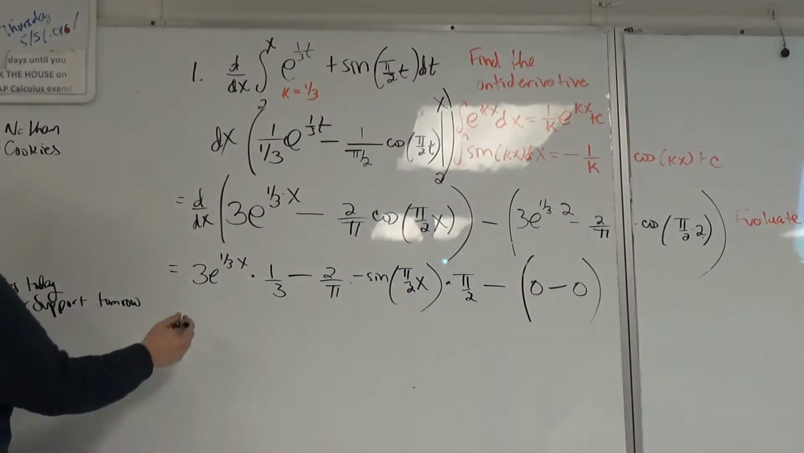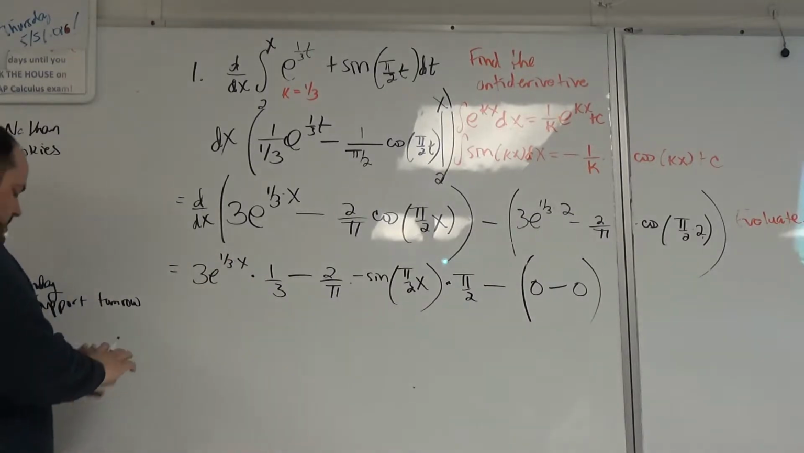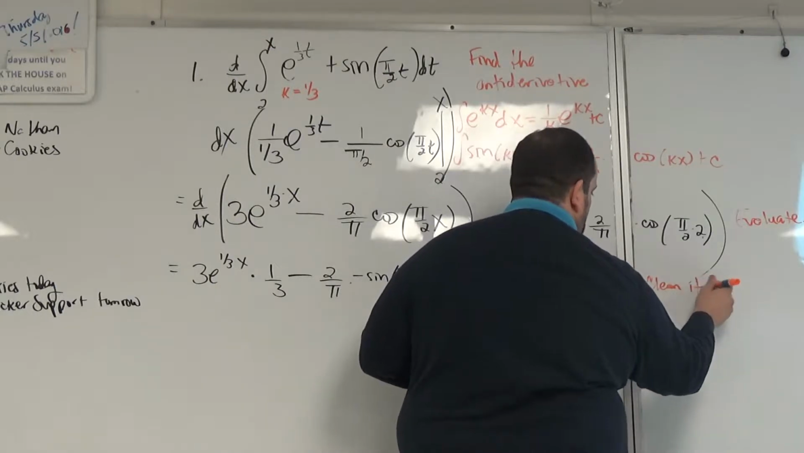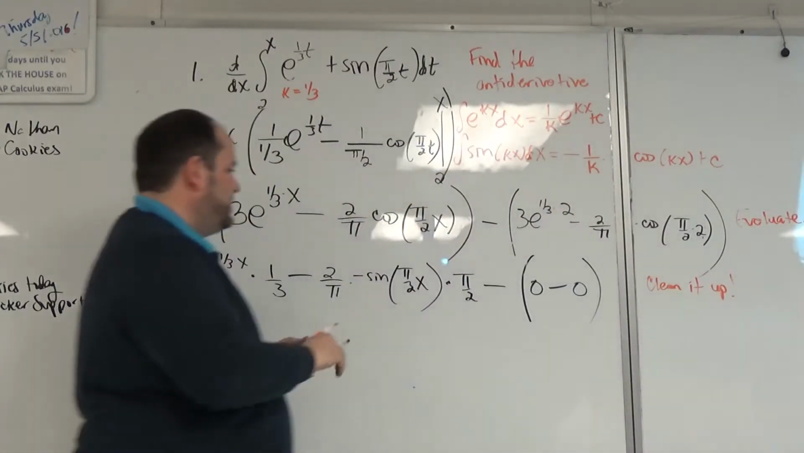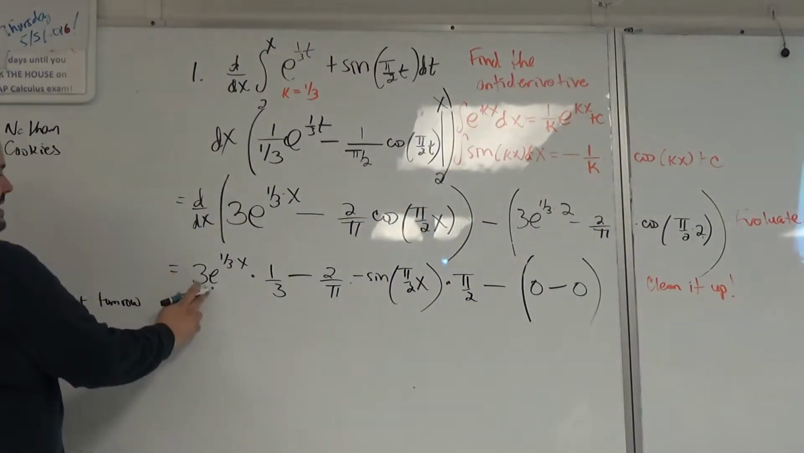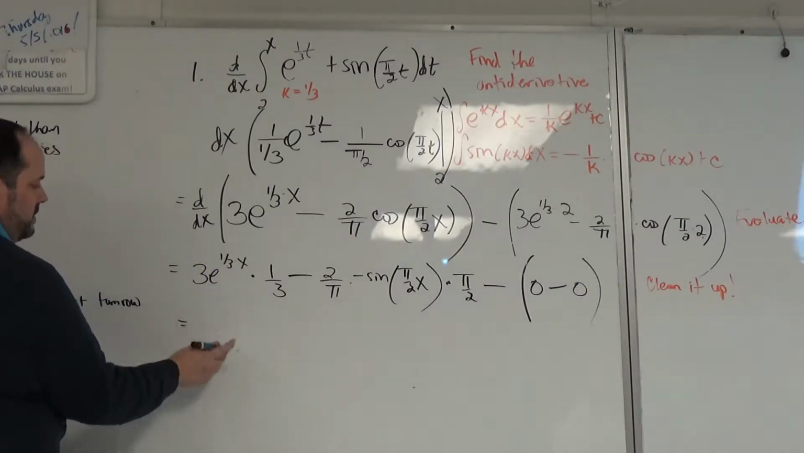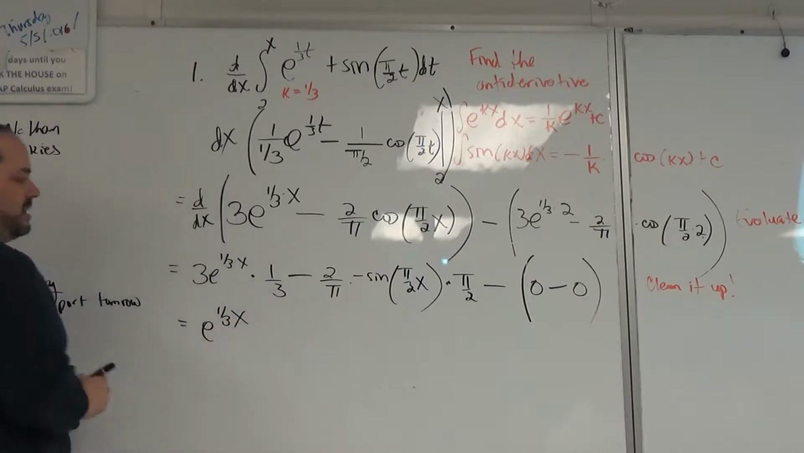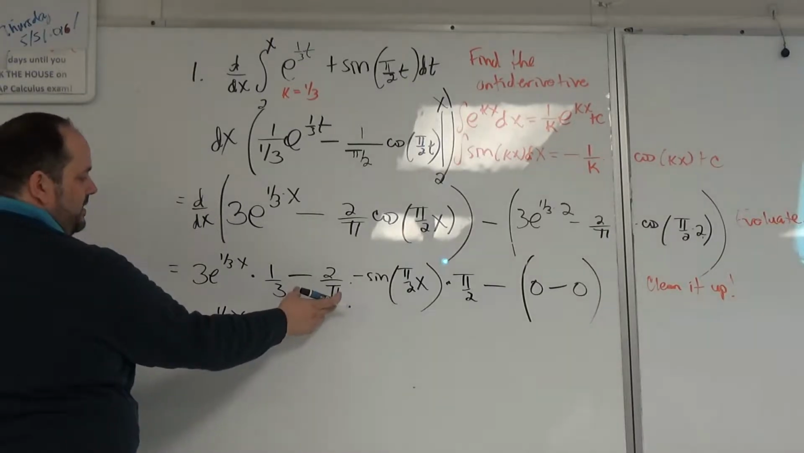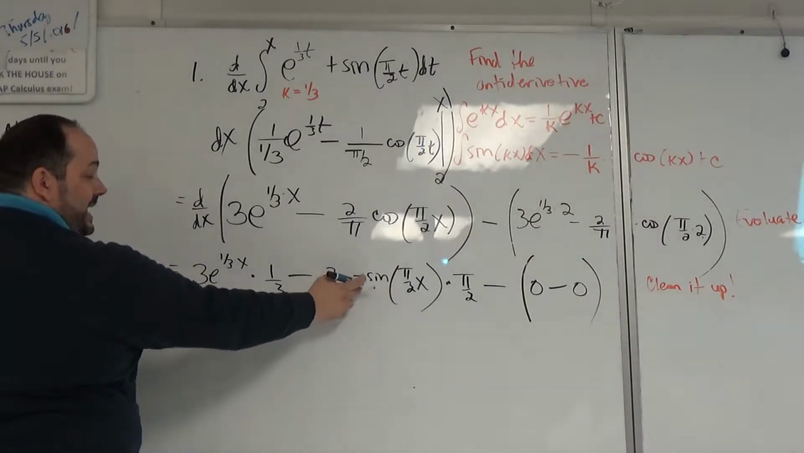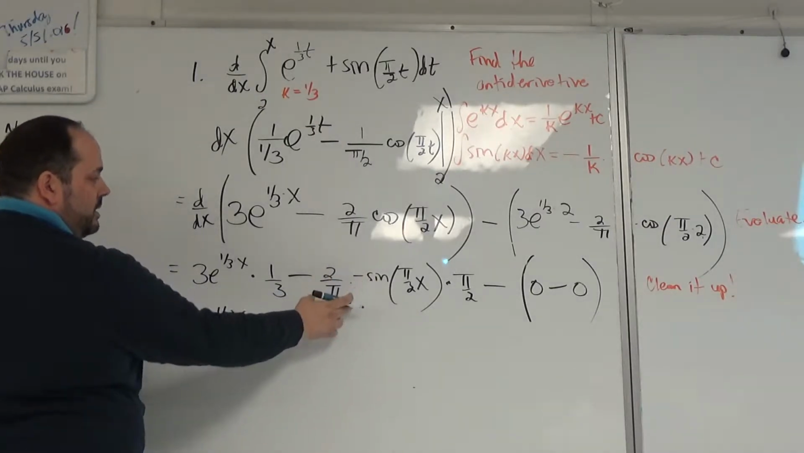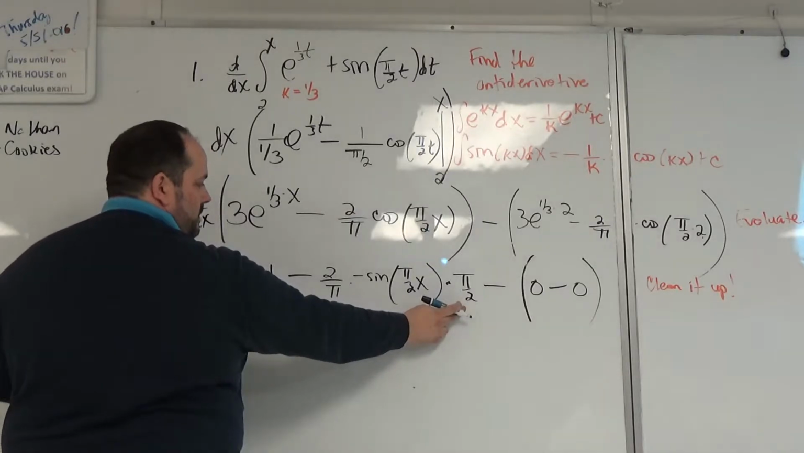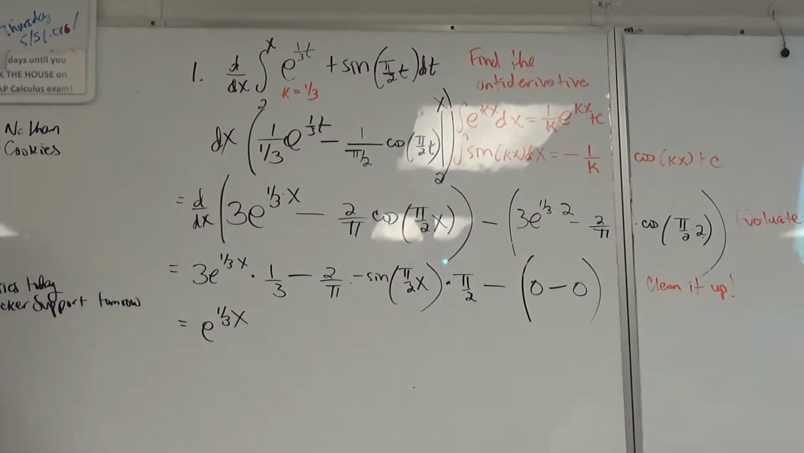Stay with me. Let's clean it up a little bit more. So my little note over here is just going to be clean it up. I have a question. Oh, hold on. We're going to get there. I'll take your question in just a bit. 3 e to the 1/3 x times 1/3 is e to the 1/3 x. Negative 2 over pi times the negative over here is positive 2 over pi times pi over 2, which is 1.